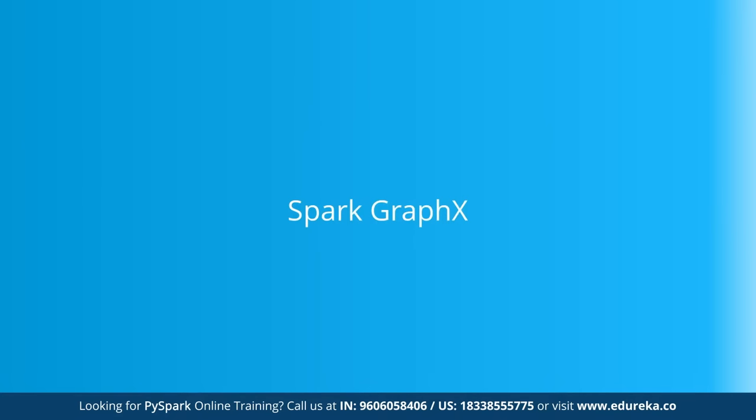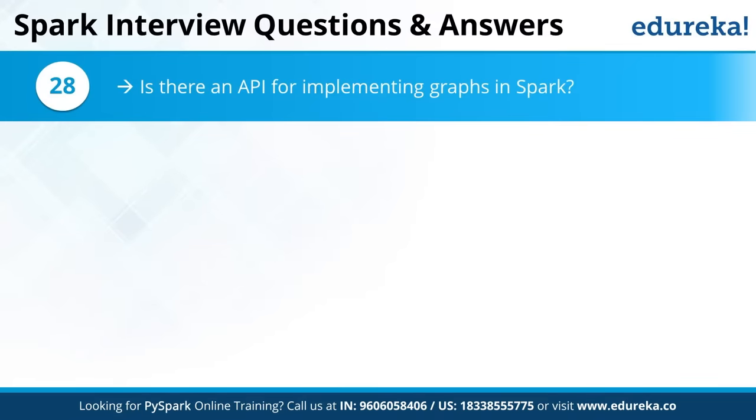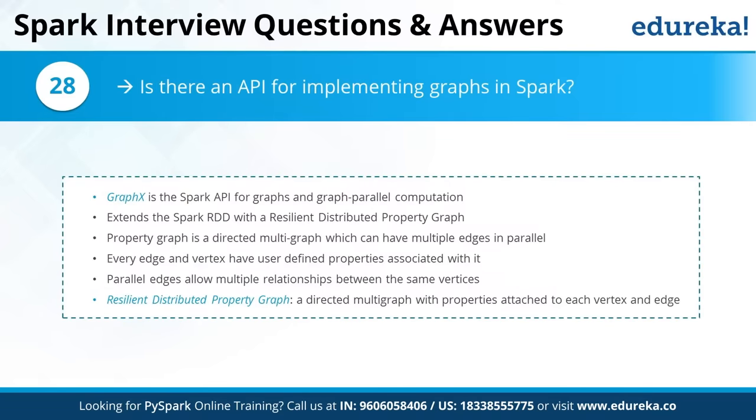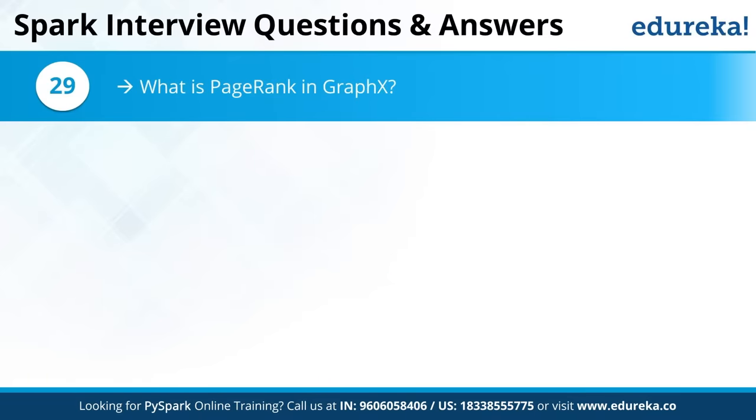Let's discuss some questions on Spark GraphX. Next question: is there an API for implementing graphs in Spark? In graph theory, everything is represented as a graph, which has nodes and edges. All of it is represented using RDDs. It extends the RDD, and there is a component called GraphX that exposes the functionalities to represent a graph. We can have an edge RDD and a vertex RDD. By creating the edges and vertices, I can create a graph, and this graph can exist in a distributed environment. In the same way, we can do parallel processing as well. So GraphX is just a form of representing data as graphs with edges and vertices, and it provides the API to create the graph and do the processing on it.